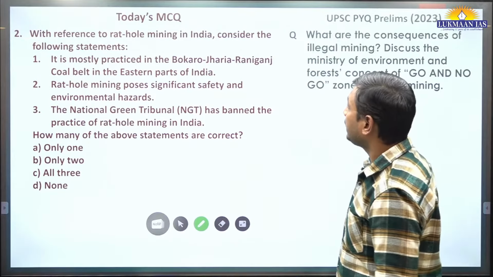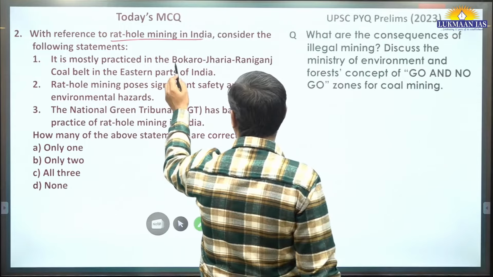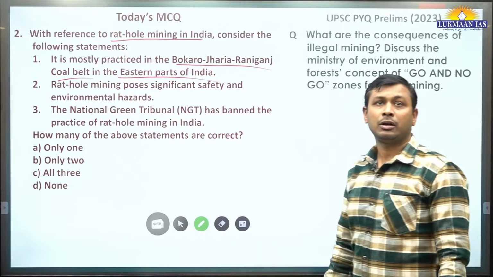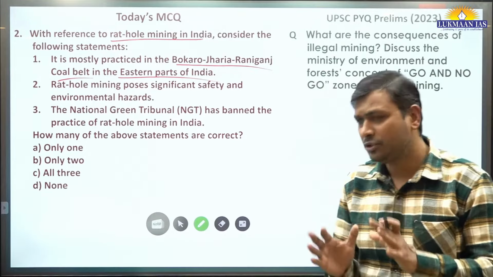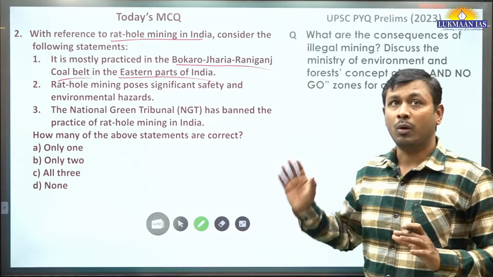Now the second question, with reference to rat hole mining in India, consider the following statement: it is mostly practiced in the Bokaro, Jharia, Raniganj coal belt in the eastern part of India. As far as rat hole mining is concerned, it is majorly practiced in the state of Meghalaya. The reason is that the thickness of the coal layer there is very small compared to coal mines found in Jharkhand or other states, so it is much easier in Meghalaya to do individual mining. So the first statement is incorrect.